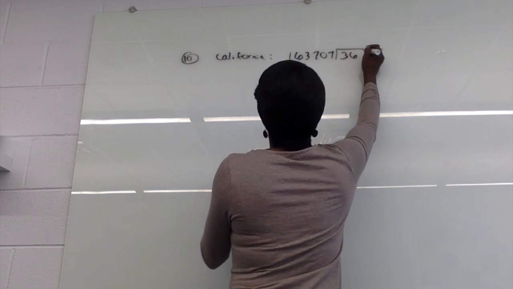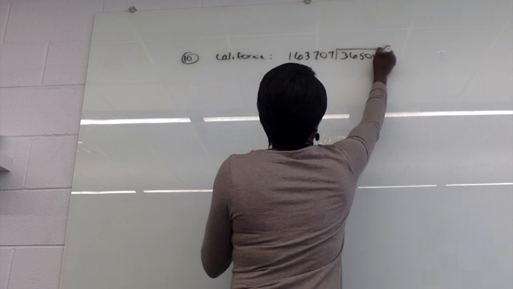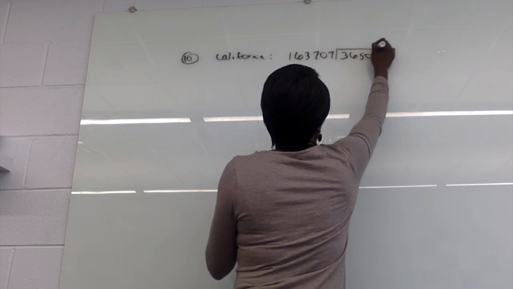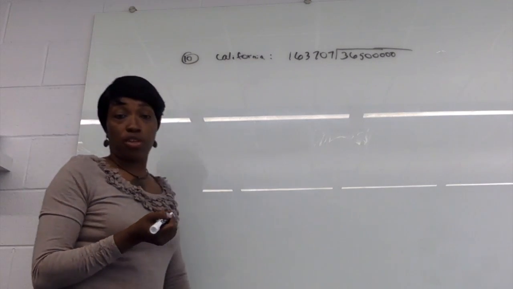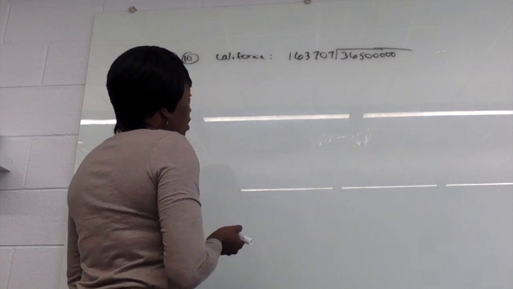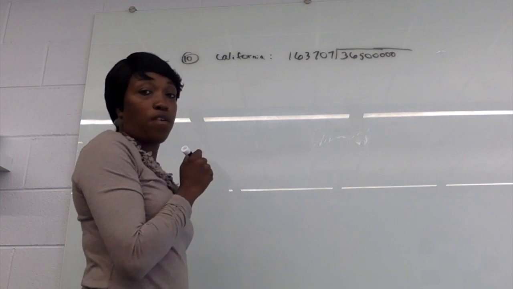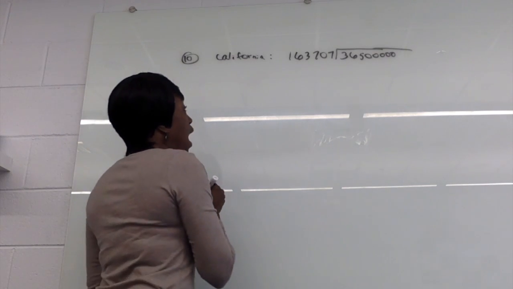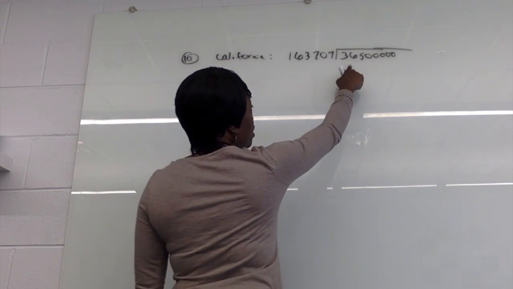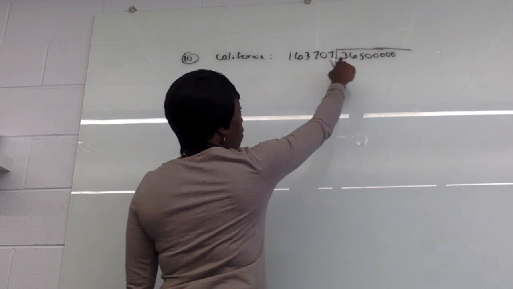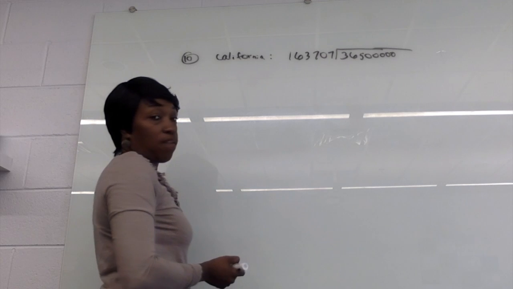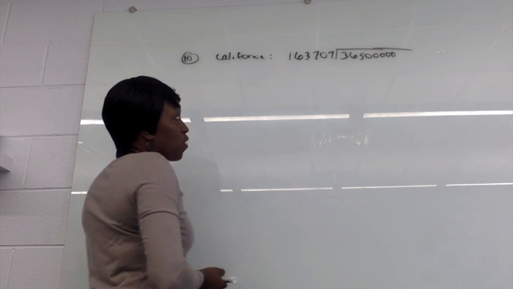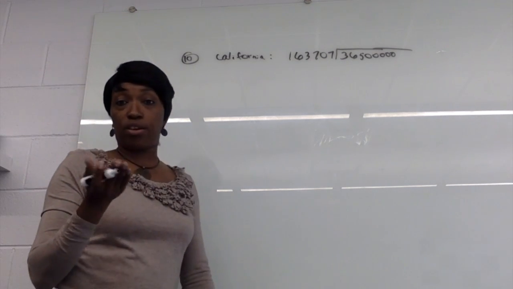Now, what we're going to do on this, which I'm going to give you a break on, instead of doing long division for this long number, I'm going to let you use your calculators on this. Okay? Now, notice how I set this up on paper. If I was doing long division, I am doing 36,500,000 divided by 163,707.